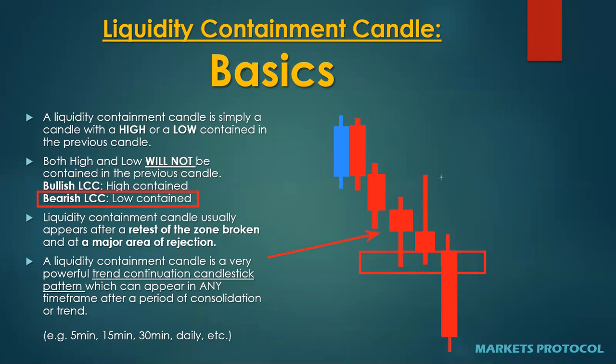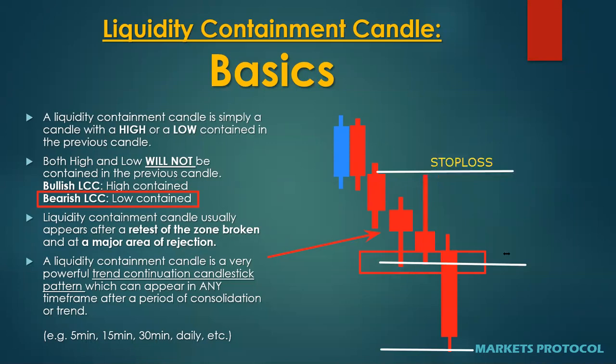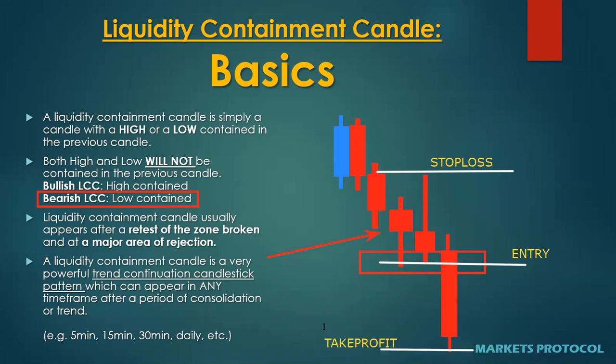Okay, your stop loss will obviously be placed above the previous candle. Entries will be taken once the next candle breaks the low of the previous one, and take profit will be the next area of rejection. So this is where the stop loss will be. This is where the entries will be, and take profit will be basically the next area of rejection, right? Also, it will be your next area of support.